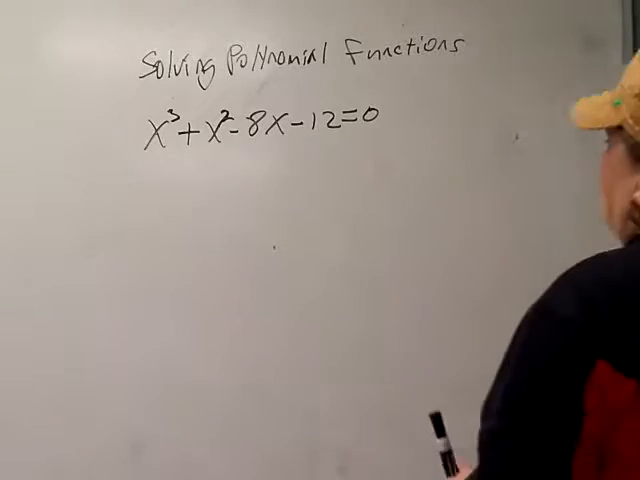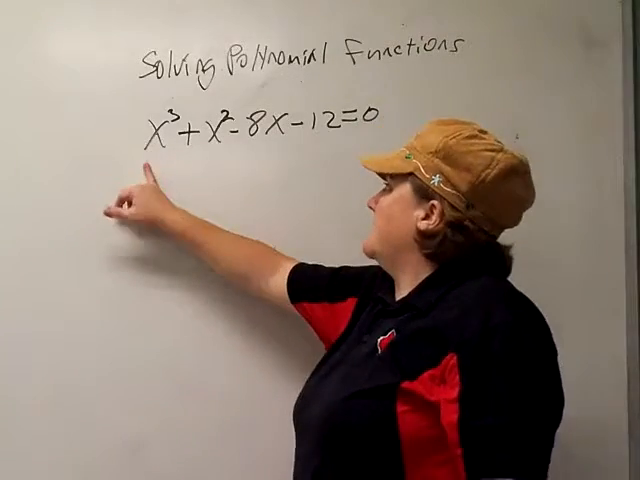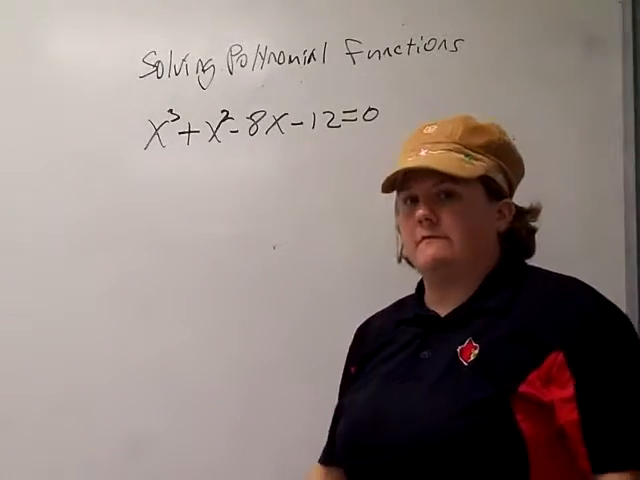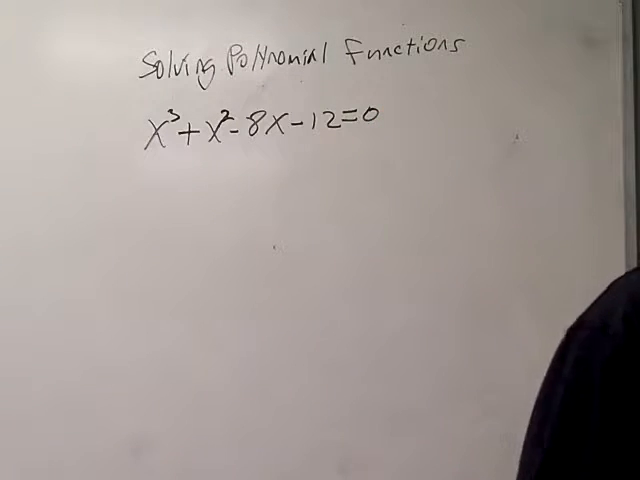Okay, we're solving polynomial functions here. We're going to review over this all week. We've got x cubed plus x squared minus 8x minus 12 equals 0. I want you to solve, find all the roots for that function.